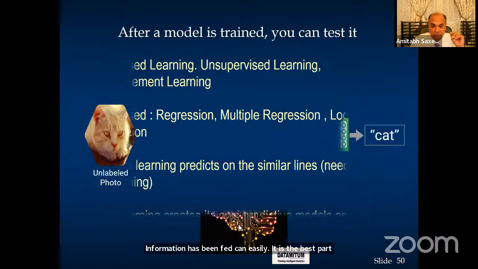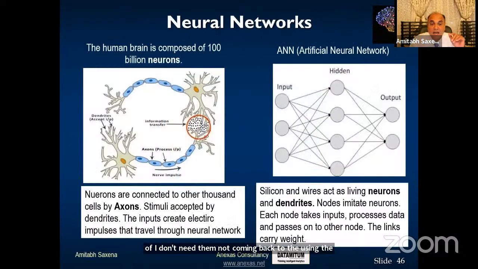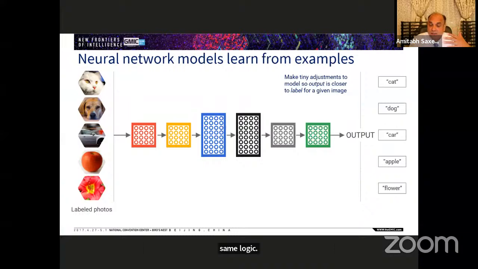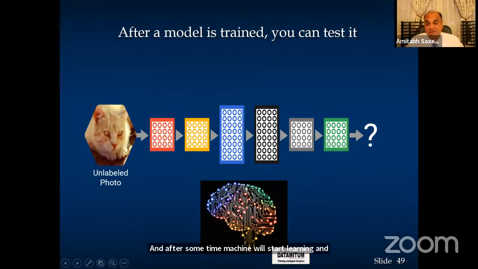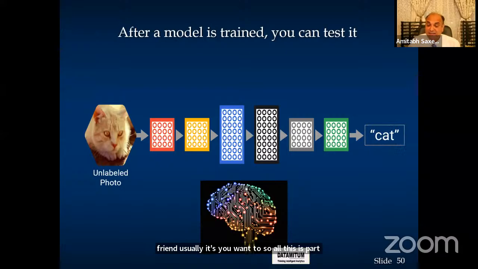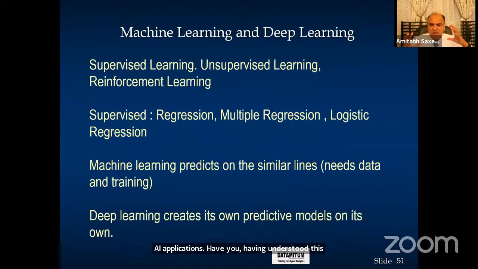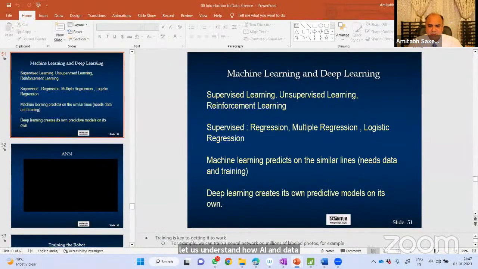Now coming back to using the same logic, I can train a machine. I can show different types of, let's say, animals or labeled photos, and after some time the machine will start learning and recognizing the pictures too. The way you see Facebook recognizing your picture. If someone posts your picture somewhere, it will tell you that your picture has been posted and the person resembles you. And usually if it's posted by your friend, it's you only. So all this is part of AI applications. Now, having understood this, let us understand how AI and data science are correlated. Let me talk about that first.